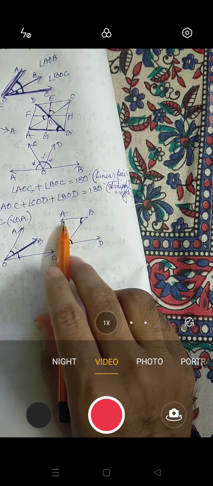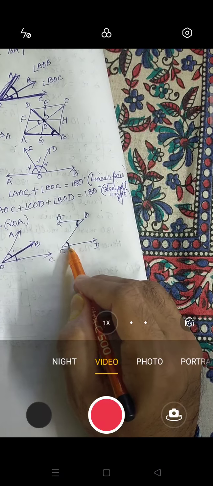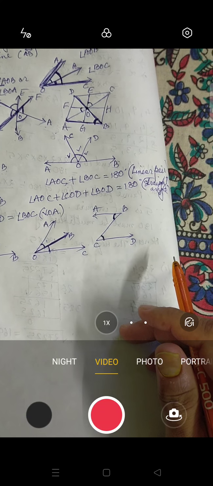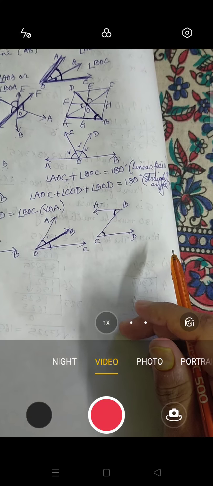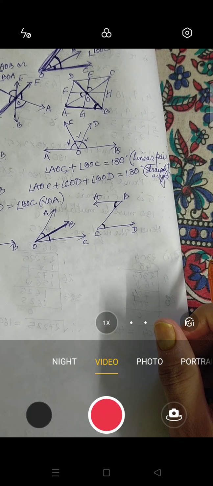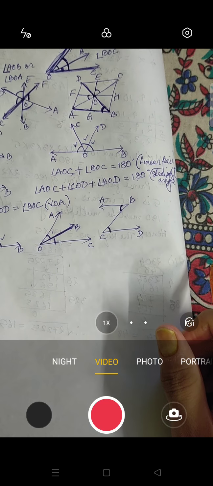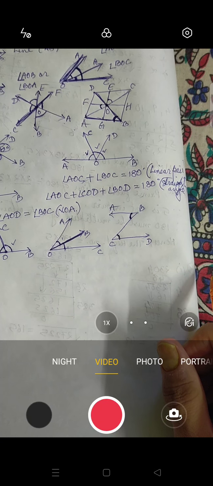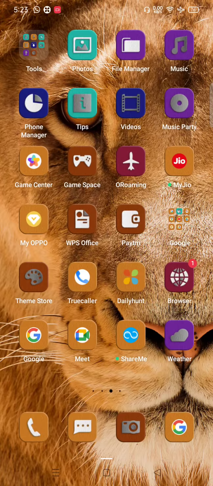So can I say that this angle and this angle are adjacent angles? Think nicely. Can it be an adjacent angle? If you are thinking it is an adjacent angle, then you are wrong, because just now I told you that an adjacent angle should have a common arm and a common vertex.